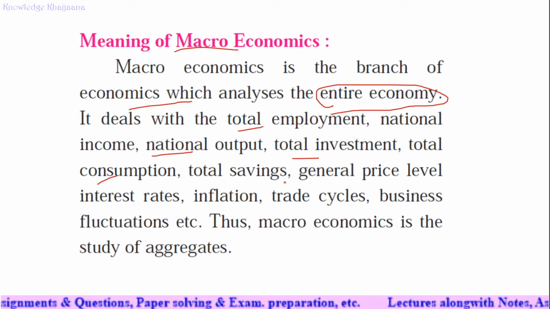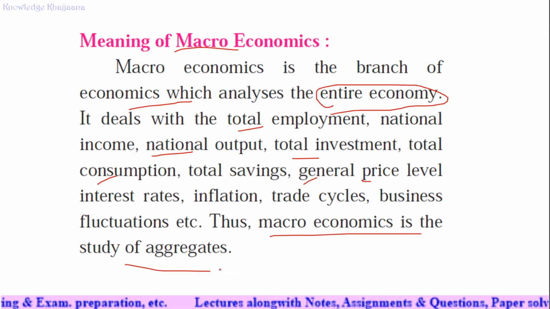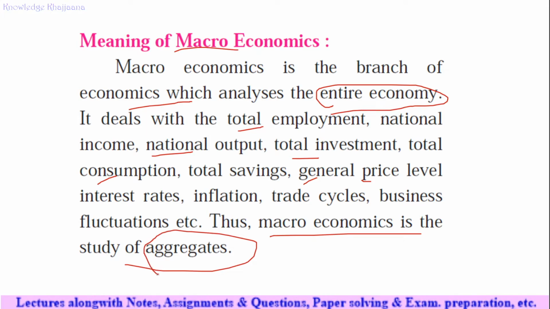Total savings, savings by everybody. General price level. Interest rates. In microeconomics, we learn individual price level, but here we are learning the general one. Interest rates of different things. Then inflation, trade cycles, business fluctuations, etc. These important big things are learned in macroeconomics. So macroeconomics is the study of aggregates. Aggregates means all or total.